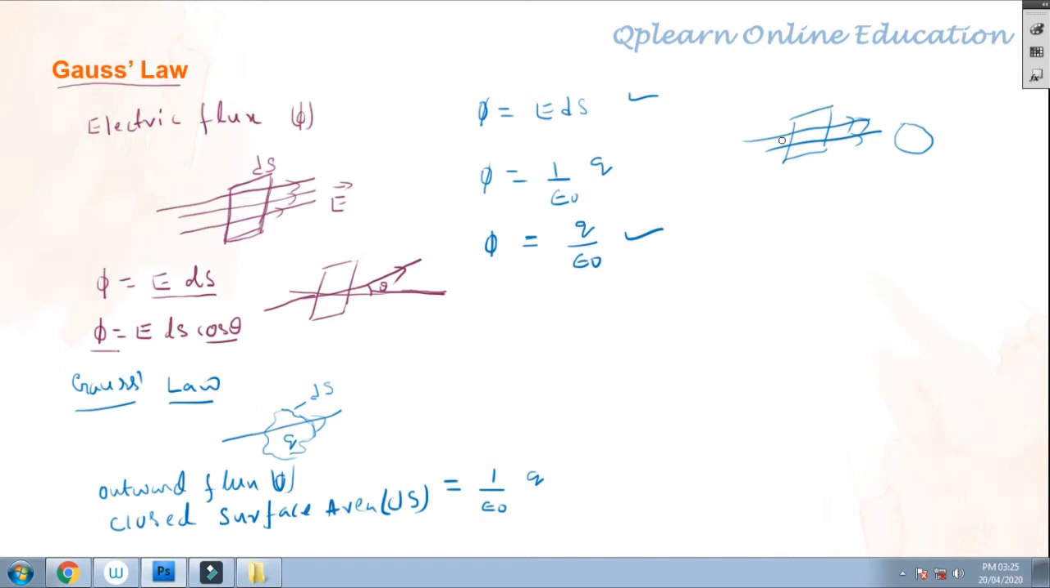Within such a shaped area, if the electric field lines are passing, ds means the area, and you know the strength of the electric field, so you can directly multiply and get the answer. But sometimes I will ask you a question where the shape is like this, with field lines moving within it. Now you know very well what the strength of the electric field E is.